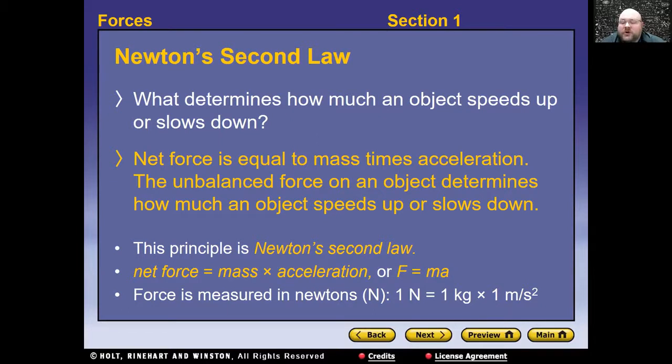So the unbalanced force on an object determines how much an object speeds up or slows down, and that's Newton's second law. If you remember the math equation, you're good. Force equals mass times acceleration, or F equals m times a. The unit for force is newtons. You just put a capital N, just like kilograms for mass, meters for distance, seconds for time. For force, it's newtons, so just a capital N. When you do the math problems, you'll label it with a capital N at the end of your problem.